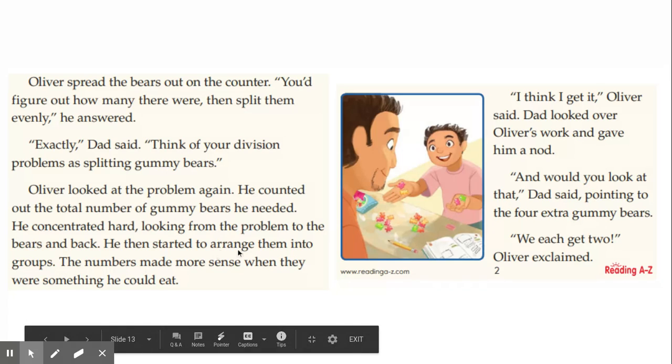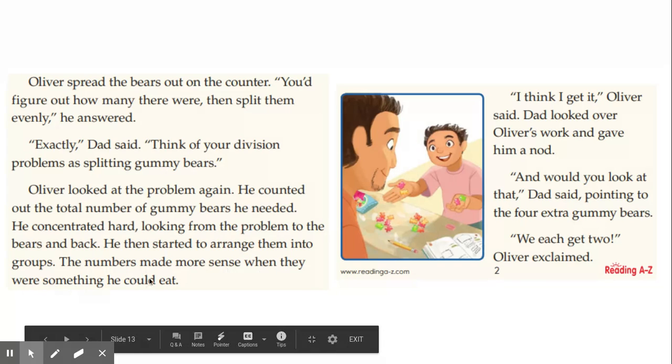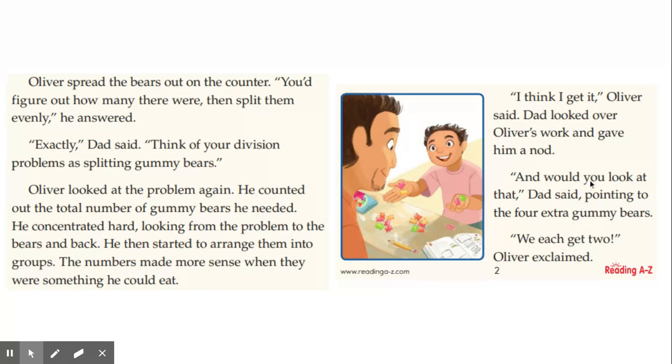There's that vocabulary word arrange. He's putting them in a particular order. The numbers made more sense when they were something he could eat. I think I get it, Oliver said. Dad looked over Oliver's work and gave him a nod. And would you look at that, Dad said, pointing to the 4 extra gummy bears. We each get 2, Oliver exclaimed. So we can tell that he's saying that with lots of excitement, right?